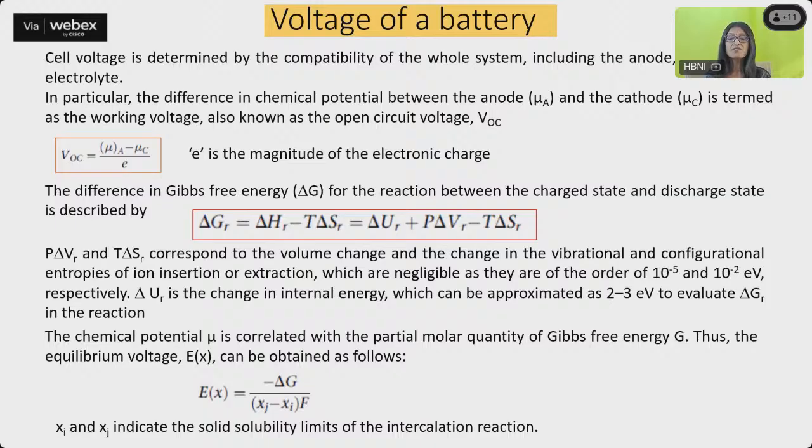In particular, the difference in the chemical potential of the anode and the cathode is termed the working voltage, and this is also known as the open circuit voltage.